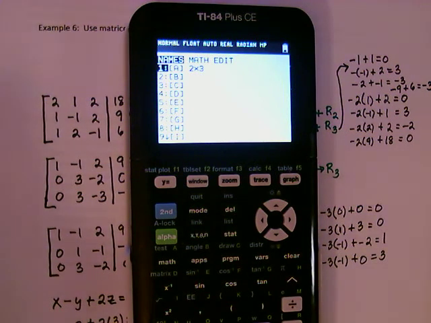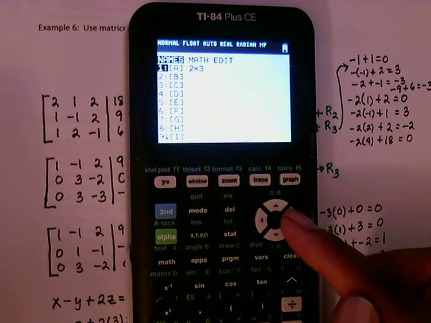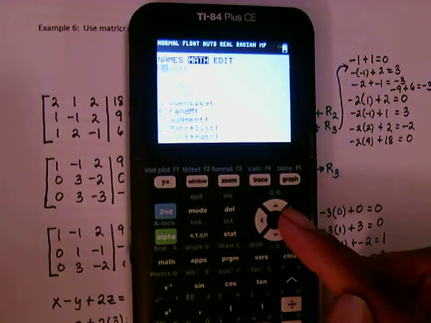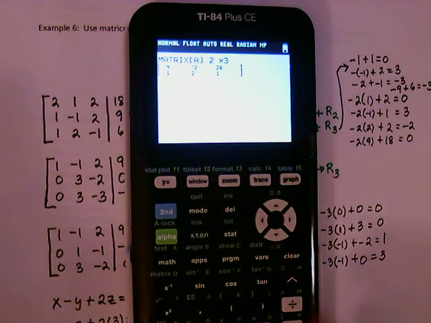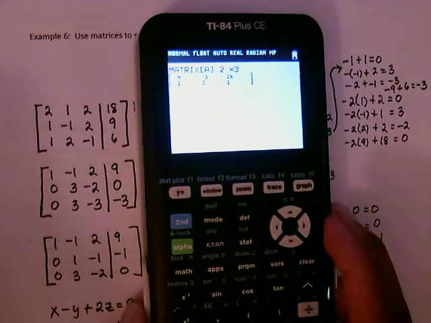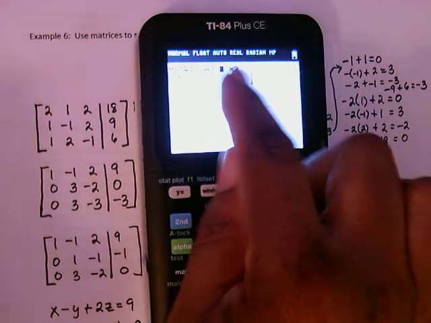The second step is to move the cursor using your right arrow key to get to the edit menu, because we're typing in a new matrix here. Okay, and I'm going to select number 1 because it's going to be matrix A. Now, you're going to get this. There are two numbers here.